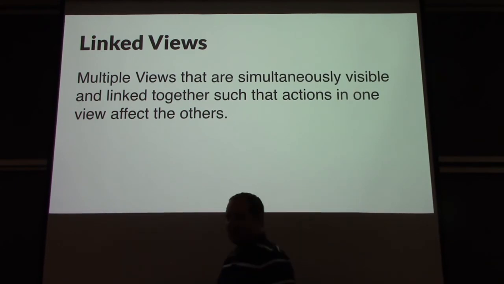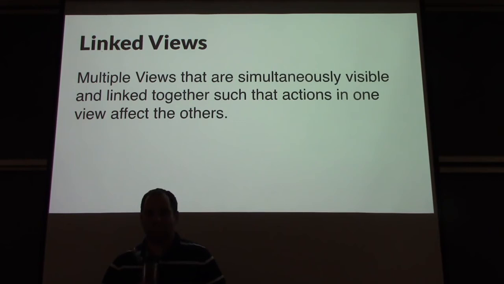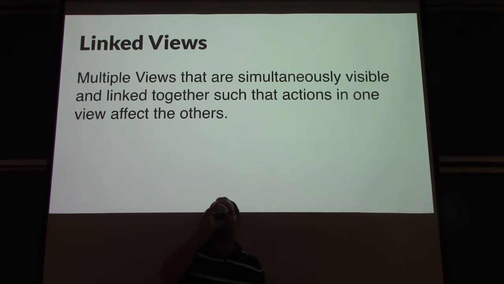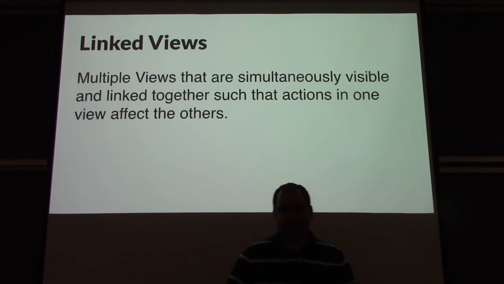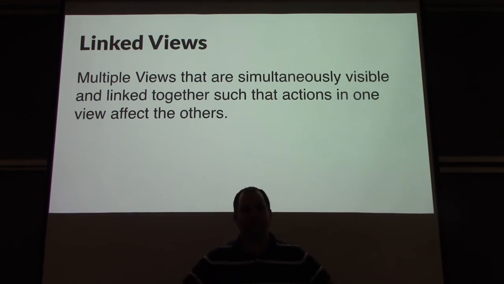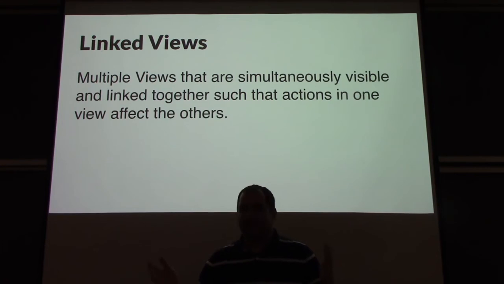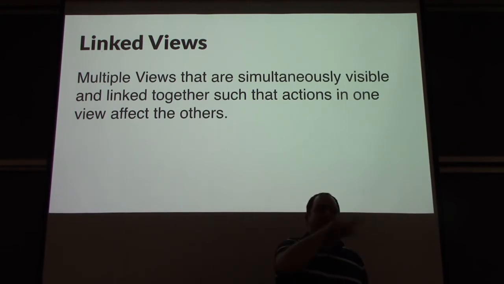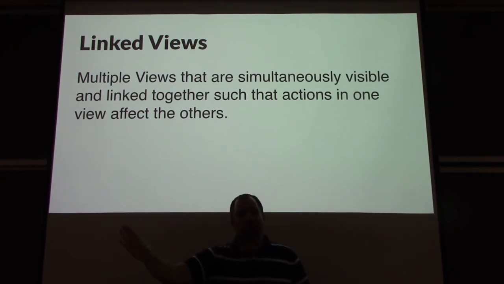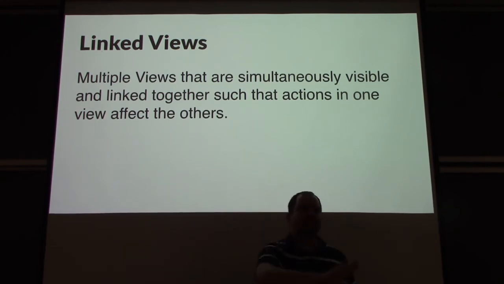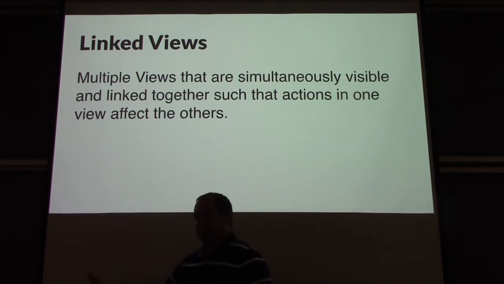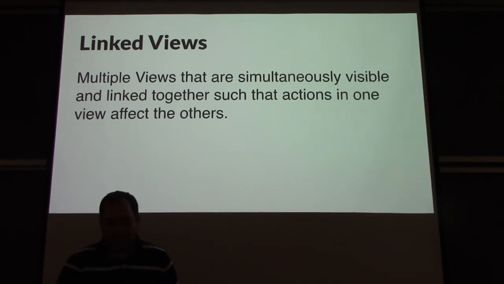What would be another linked view example? If I have an overview plus detail map, for example, where I have a mini world map, you probably noticed from various strategy games where you have a map of the environment and then you have a little rectangle in there that shows where your view is currently at. And so you could move around the rectangle and then move around your view. This would be another example of a linked view.